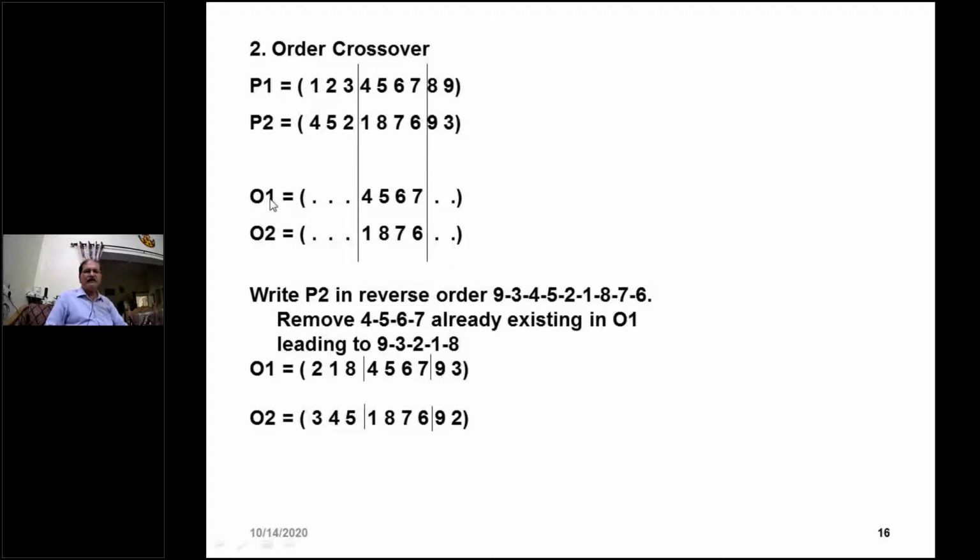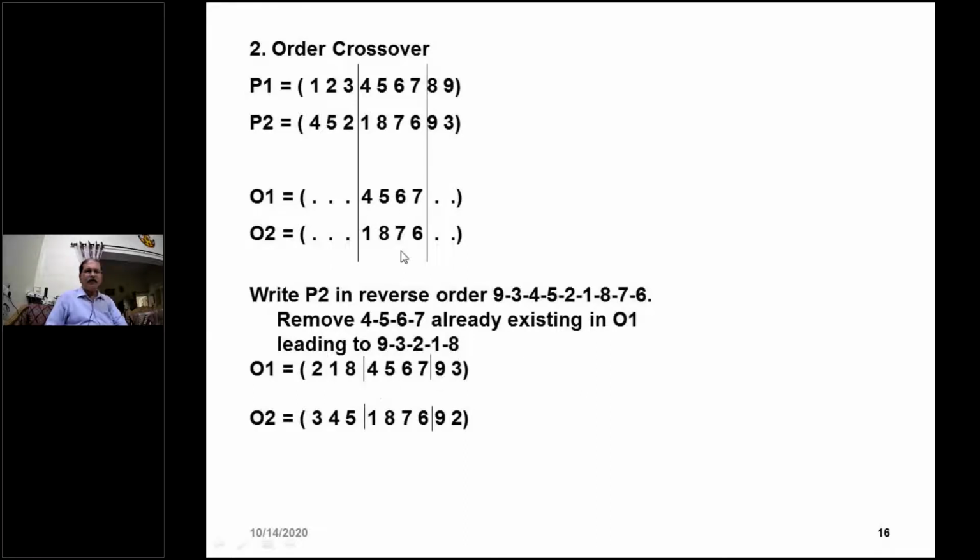Now, come to the first offspring. We write for the right, parent 2 in the reverse order, that is 9 3 4 5 2 1 8 7 6. Now, remove 4 5 6 7, which already exist in offspring 1. So from this combination, 4 5 and 6 7 have been removed. Once you remove 4 5 7 6, what are we left with? 9 3 2 1 8.